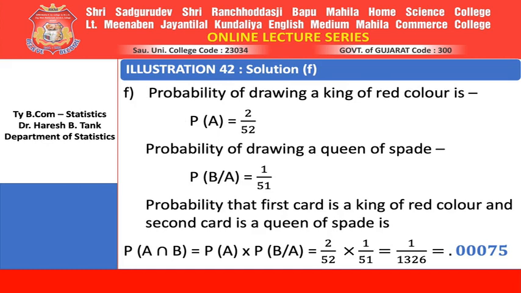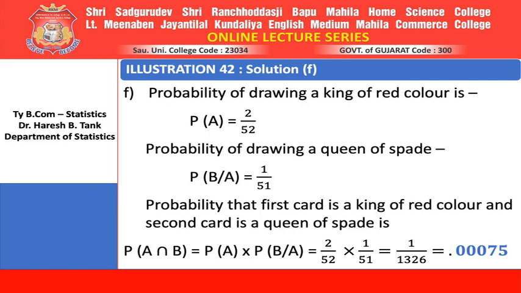Probability of drawing a king of red color is probability of A, which is equal to how many kings are there of red color? There are 2, so it is 2 by 52. Probability of drawing a queen of spade. How many queens of spades are there? Only 1, so 1 upon 51. That becomes probability of B, where the first card is already selected.